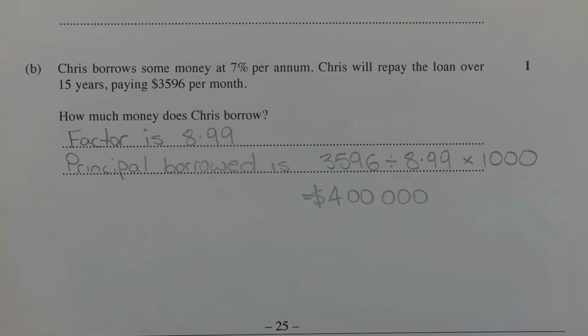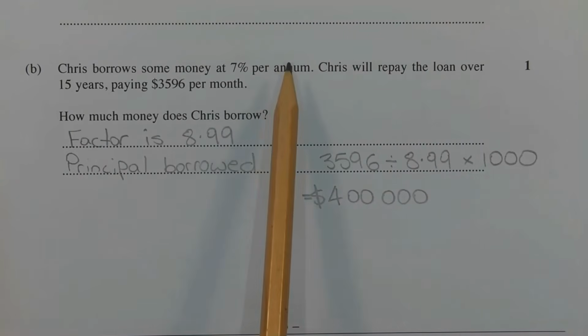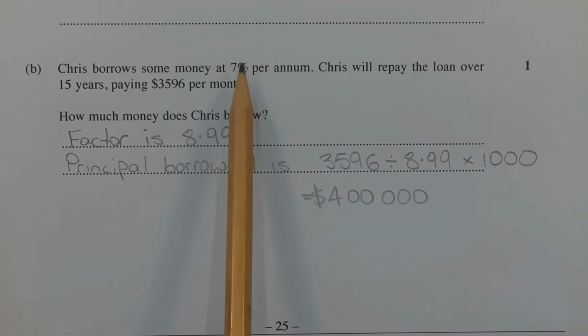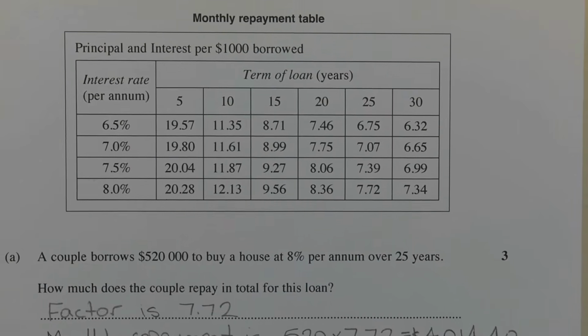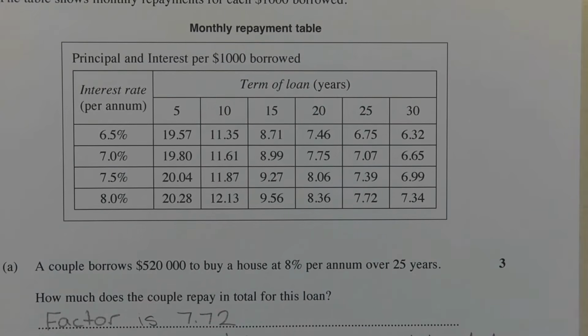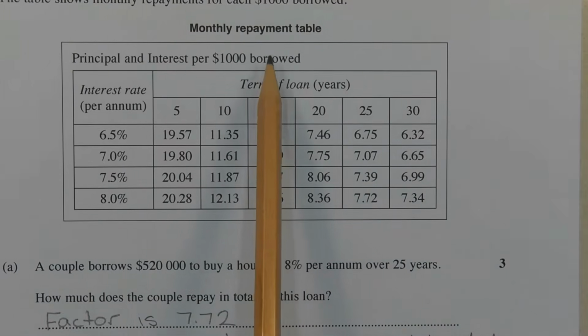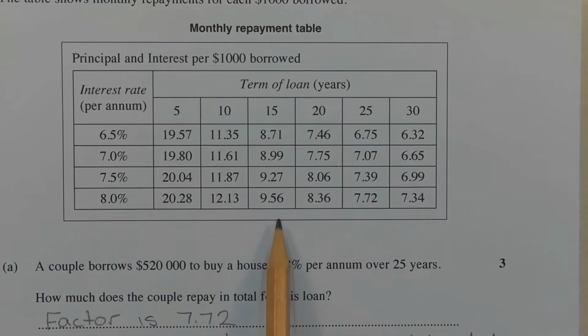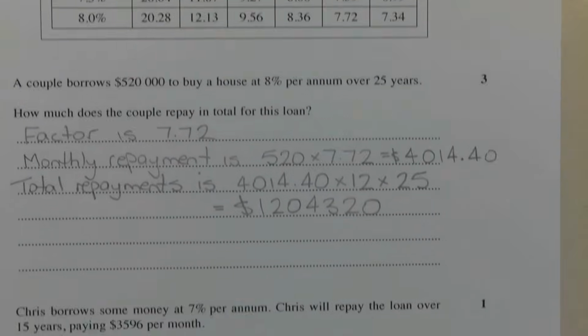First things first, we need to work out the correct factor to use from the table, given the information in Part B. So the interest rate per annum is 7%, and it's over a period of 15 years. Going back to the table, that means referencing this row here and this column here. And the intersection of that row and column is this value here, 8.99.